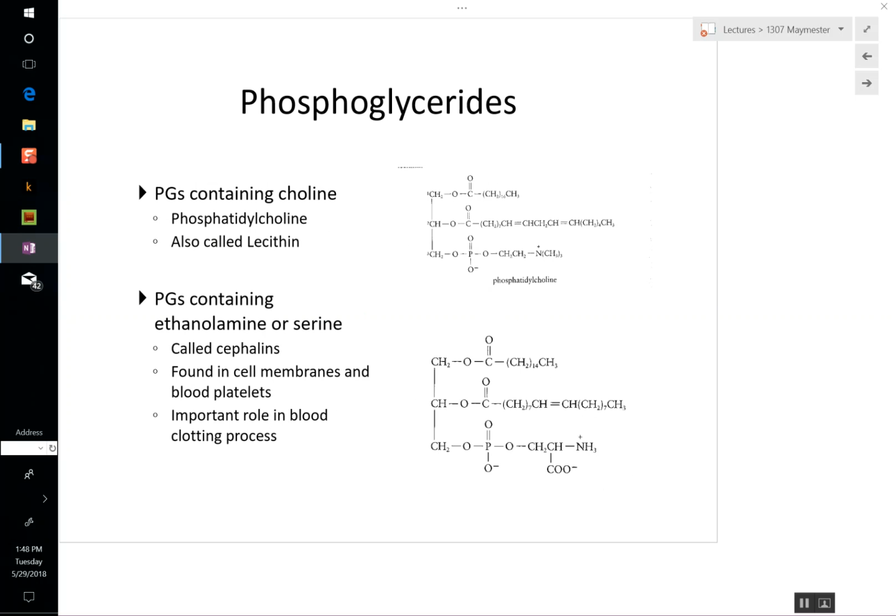Phosphoglycerides containing ethanolamine are cephalins. These play an important role in blood clotting. And this is your serine. So here's your phosphate group. There's your serine amino acid on there. There's your two fatty acids.